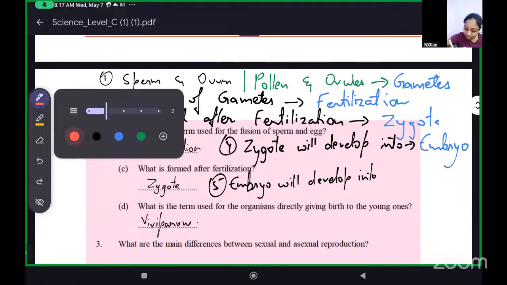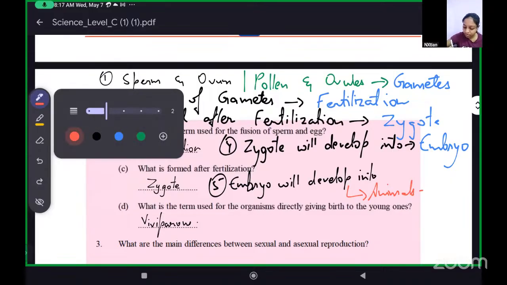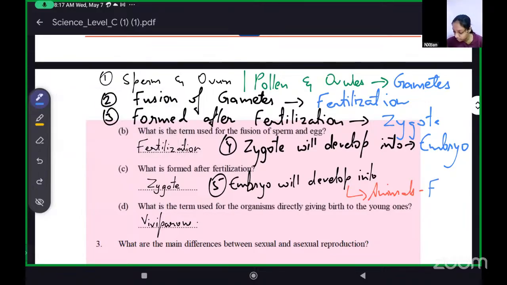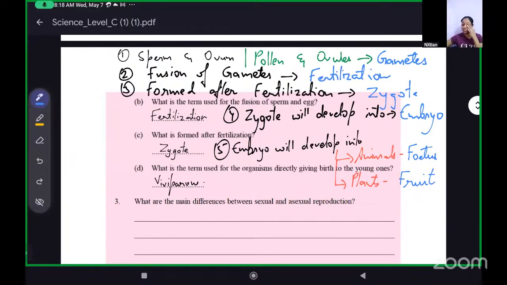So for animals, it will develop into fetus. And in plants, it will develop into fruit. If you want to write this down, you can write this down. Embryo in animals will become fetus, and in plants, it will become fruit.